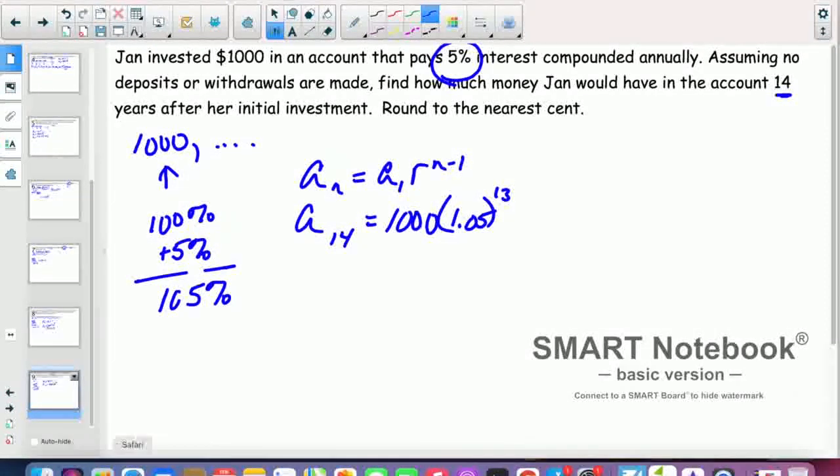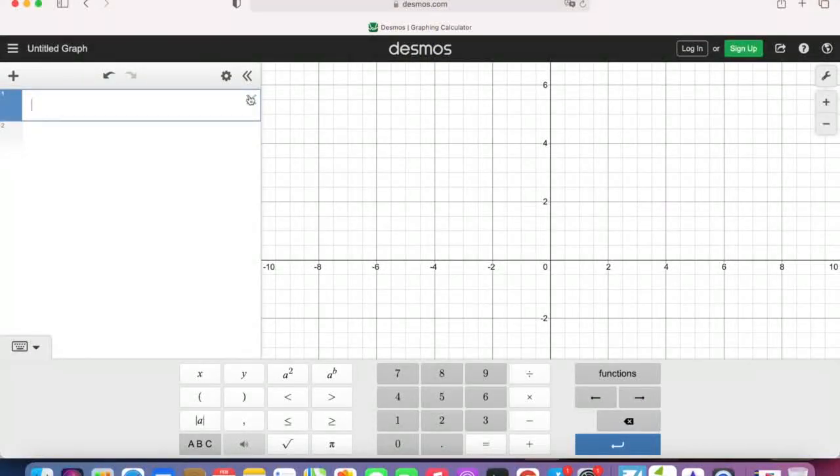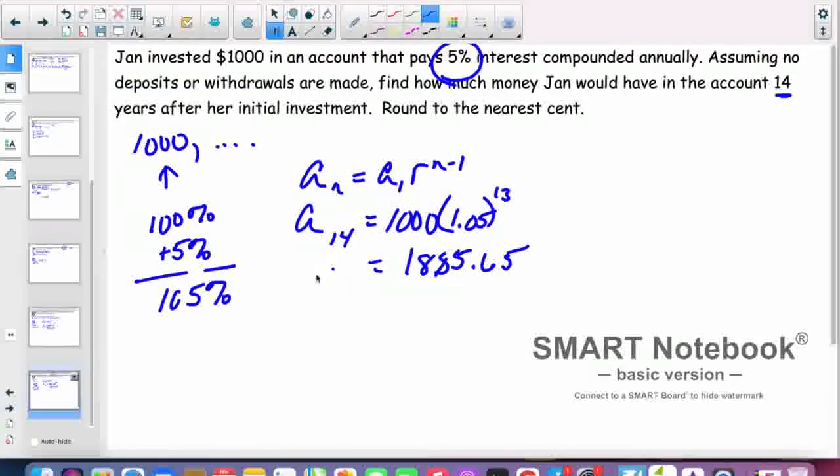So I go back to Desmos and I put that in. 1,000 times 1.05, that's your percentage as a decimal, to the 13th power. And that gives us $1,885.65 if I round that to the nearest cent. So in the 14th year, Jan will have $1,885.65 in her account.